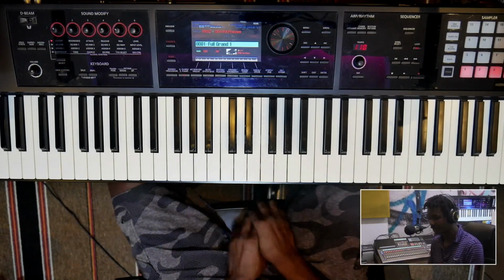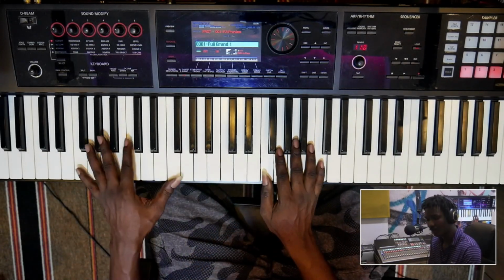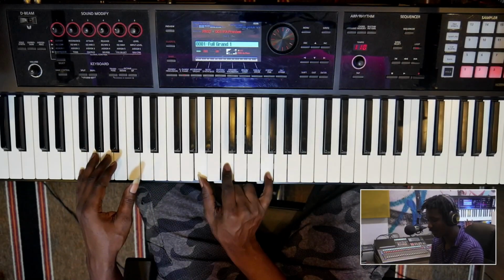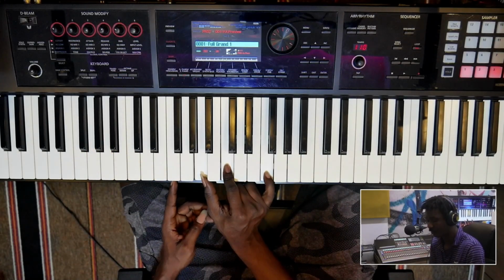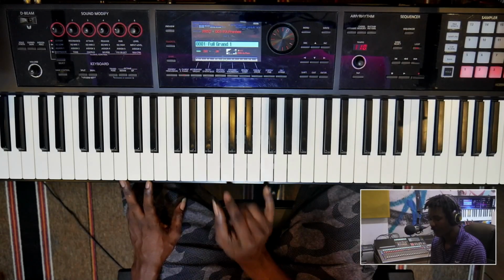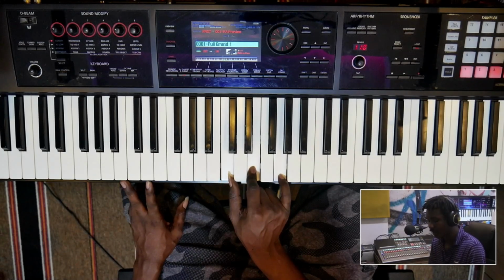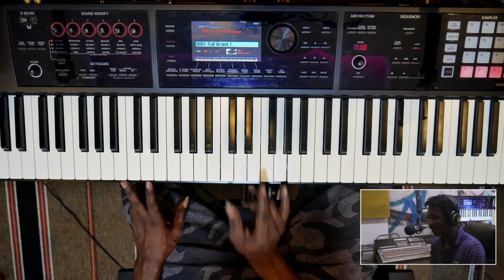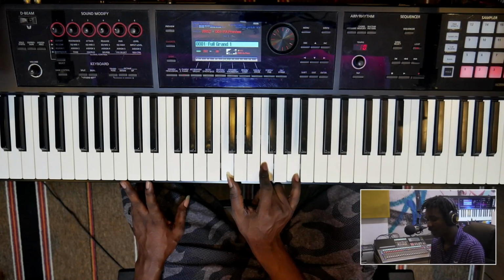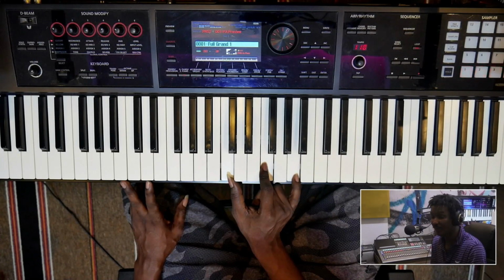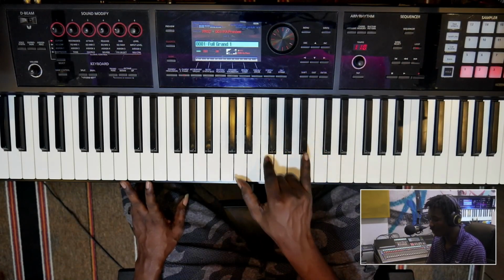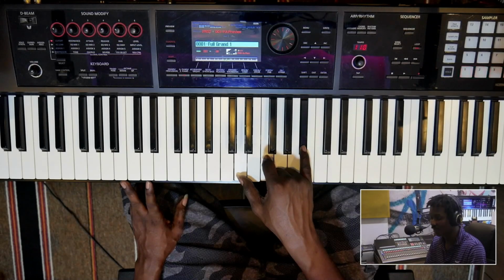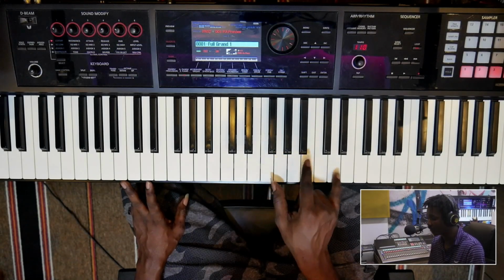Alright, so the first chord we would have here is the first inversion of the F major. The second chord we would have is the root chord of the C major. The third chord we would have is the second inversion of the F major. The fourth chord we have is the first inversion of the B flat major.